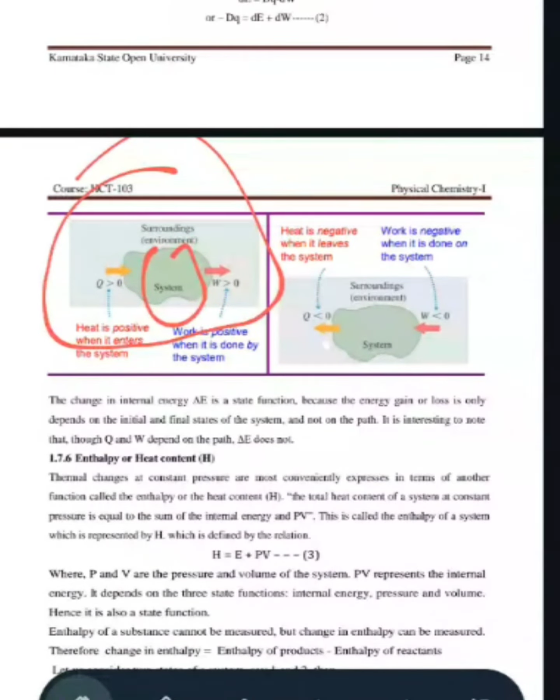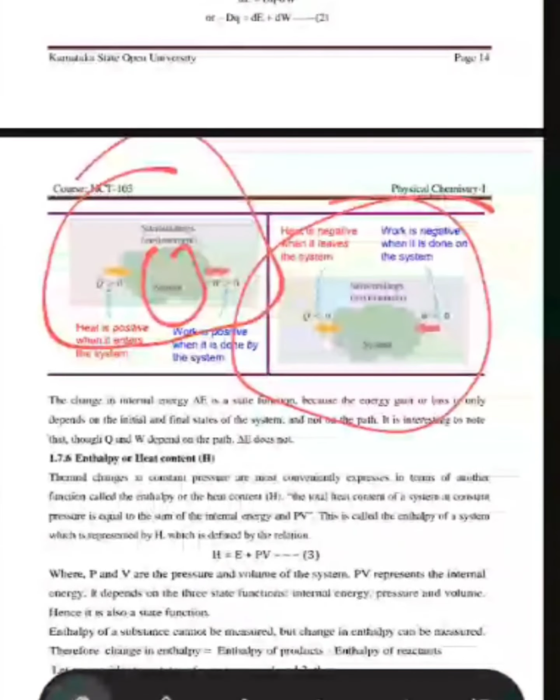Heat is positive when it enters the system, and W is greater than 0, meaning work is also in the positive state, so work is done by the system. Same thing when heat is negative, when it leaves the system, it means heat liberated by the system, so it will be in a negative state.